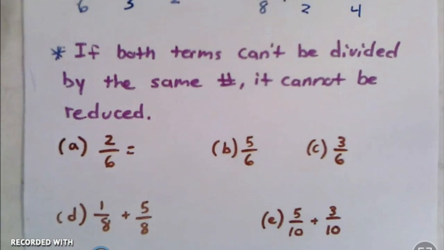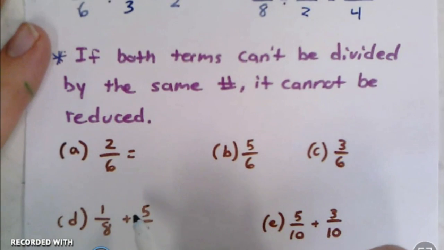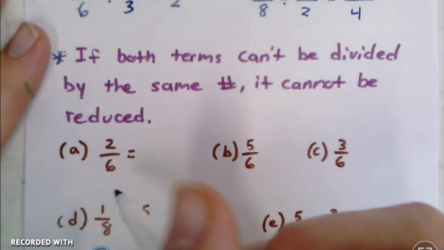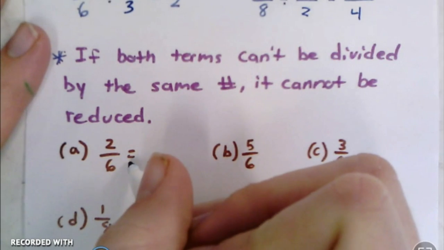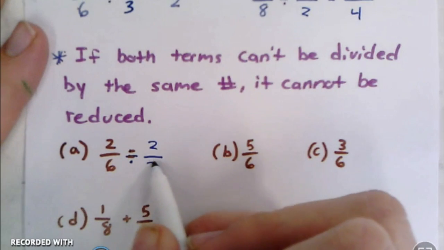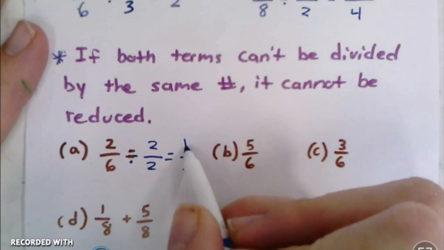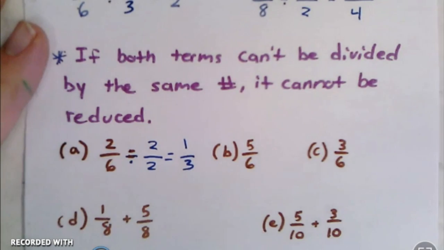If both terms can't be divided by the same number, it cannot be reduced. Okay, that's really, really important. So always keep that in mind. We're going to try to reduce all of these, and we might come across one that we can't reduce. So we have 2/6. What can I divide both 2 and 6 by? Good, I can divide them both by 2. So I'm going to make that equal sign into a division sign, and we're going to divide them both by 2. 6 divided by 2 is 3. 2 divided by 2 is 1. So my answer is 1/3.